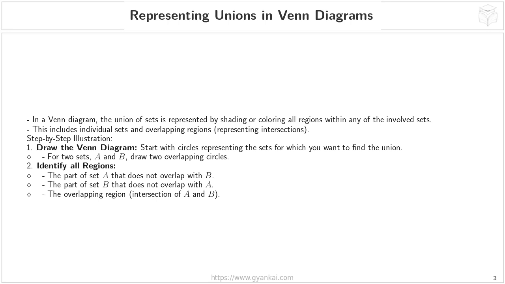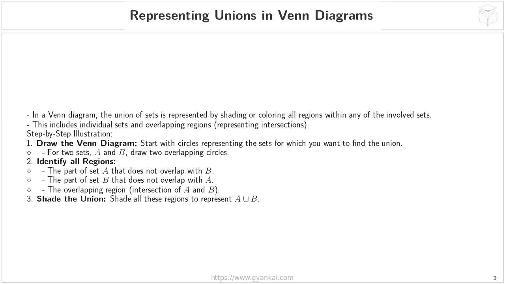We need to identify the part of set A that doesn't overlap with set B. Those are the elements unique to A. Then we identify the part of set B that doesn't overlap with A. Those are the elements unique to B. And finally, we have the overlapping region, which represents the intersection of A and B, the elements that are in both sets. Step 3 is the key.